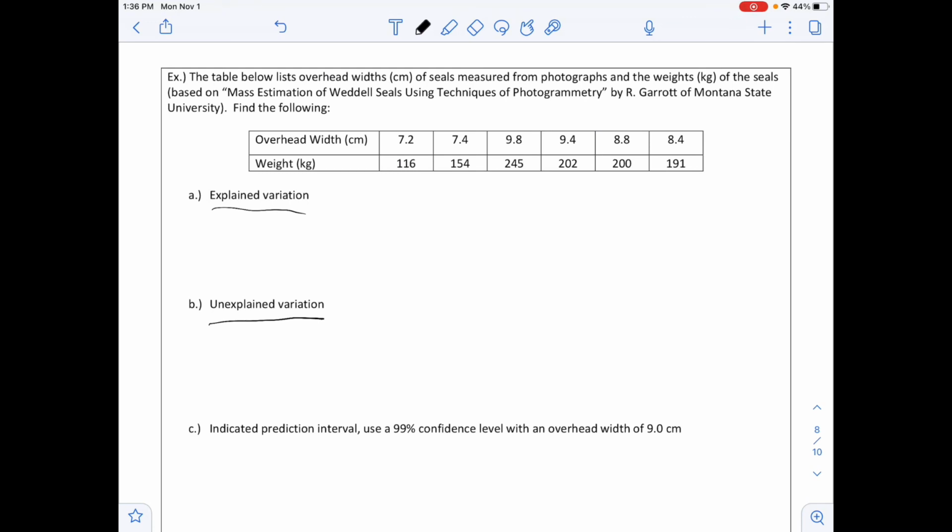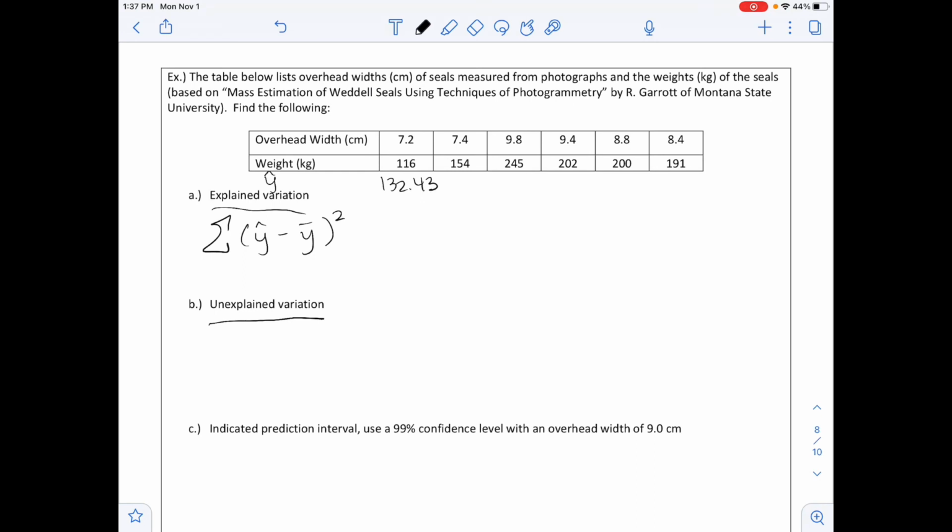In order to calculate our explained variation, we need to do the sum of y hat minus y bar, all squared. To do this, we have to calculate our y hat values. We already had our line of best fit, given in a previous example, and you would substitute in each of those x values. Substituting in 7.2 into our y hat equation, we get 132.43.